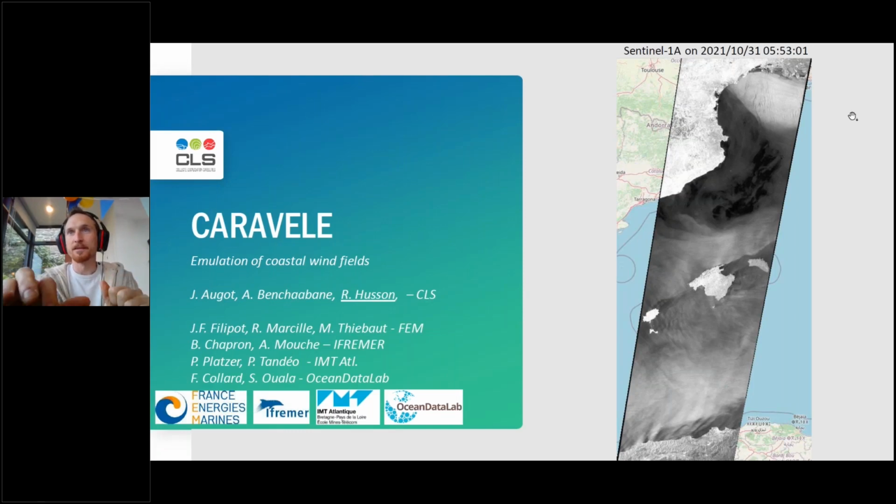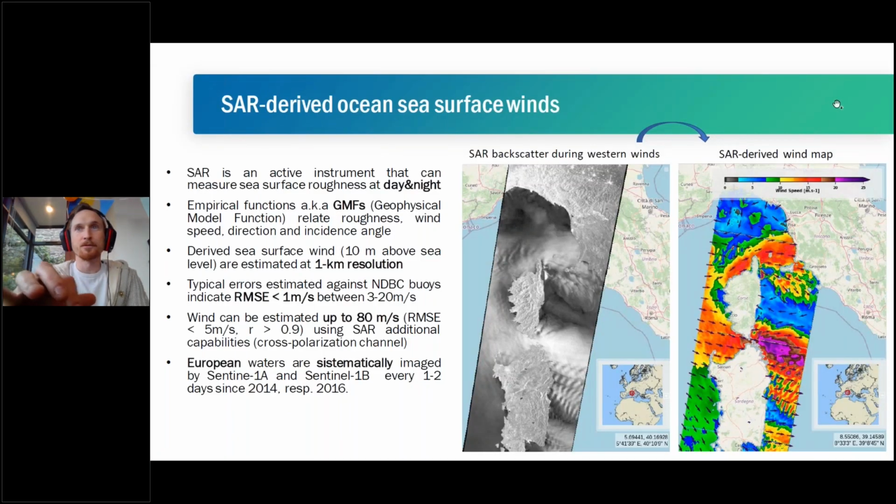So what you can see on the right is an illustration of a SAR acquisition that was made in the last days for interesting wind condition, and I'm going to start presenting a bit what the SAR is and what it can do, since some of you in the audience may not be very familiar with this technology. So just to start introducing the technology before describing the issue.